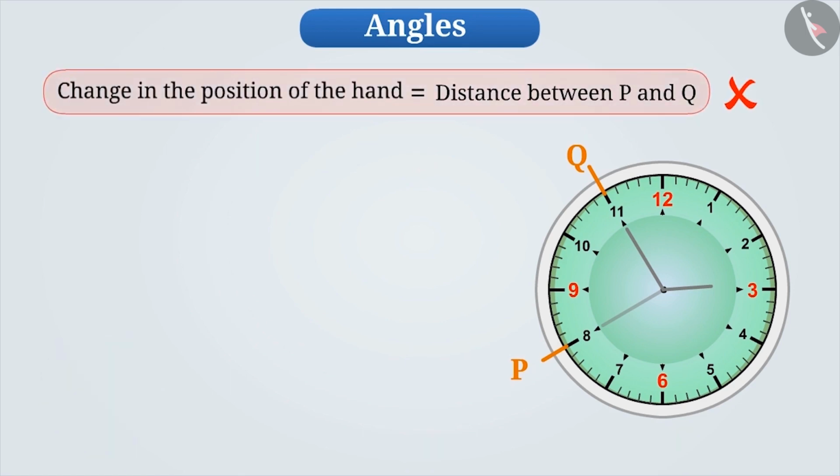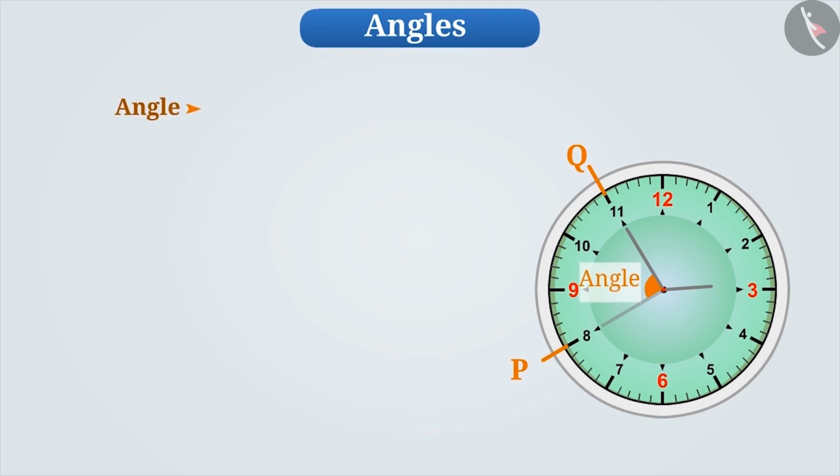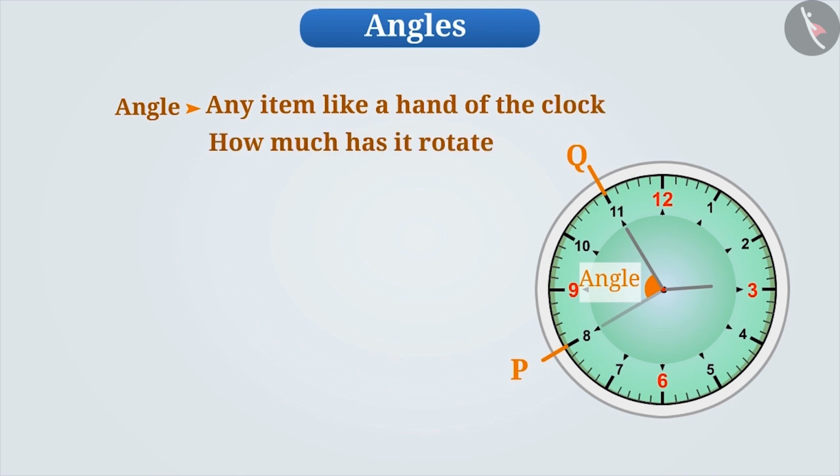This will not be correct because here the entire hand of the clock is not changing the position. Instead, one end of the hand is fixed at one place while the other end of the hand is changing position. In this way, we say that the hand is moving, or it is said that the hand is rotating. Angle helps us to show the change in position. Angle tells us how much an object, like the hand of a clock, has rotated. We denote this rotation by measuring the angle.